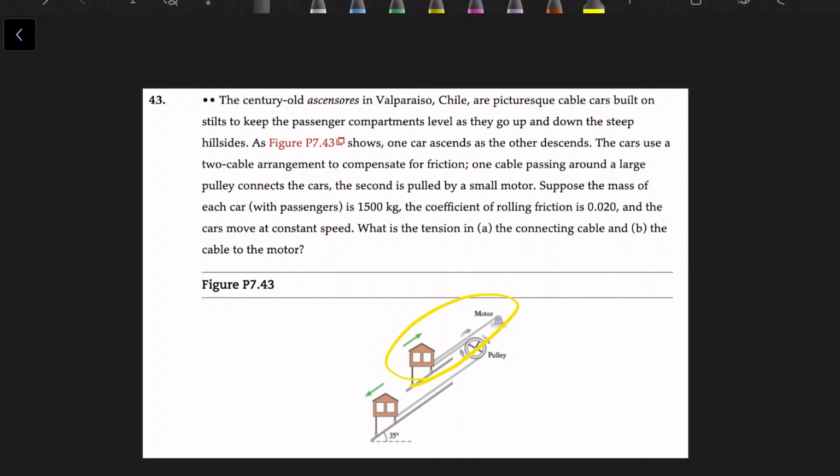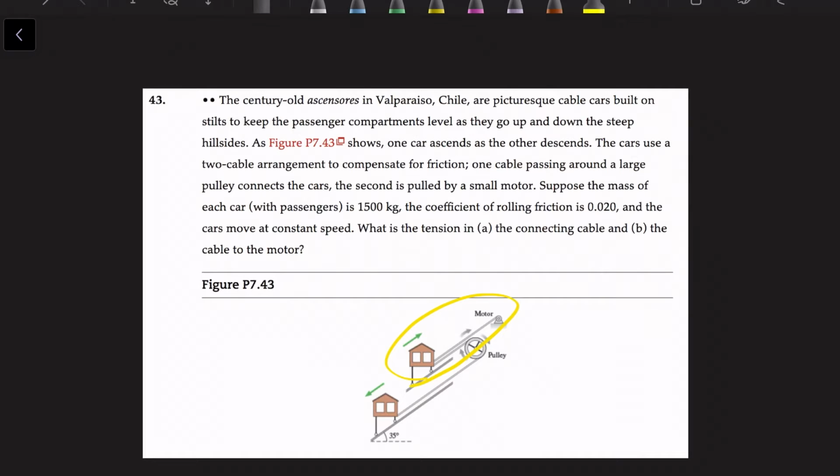My name is Hector. I'm going to go through question 43. So, the century-old Ascensores in Valparaiso, Chile, I think I said all those words wrong, but stick with me, are picturesque cable cars built on stilts to keep the passenger compartments level as they go up and down the steep hillside. In the figure, it shows one car ascends as the other descends.